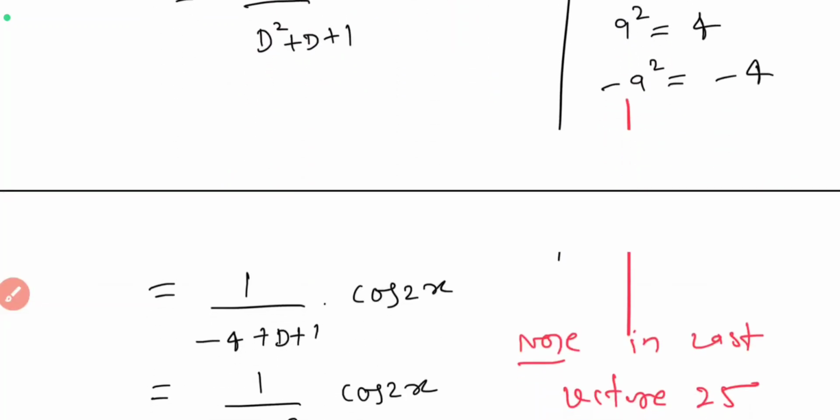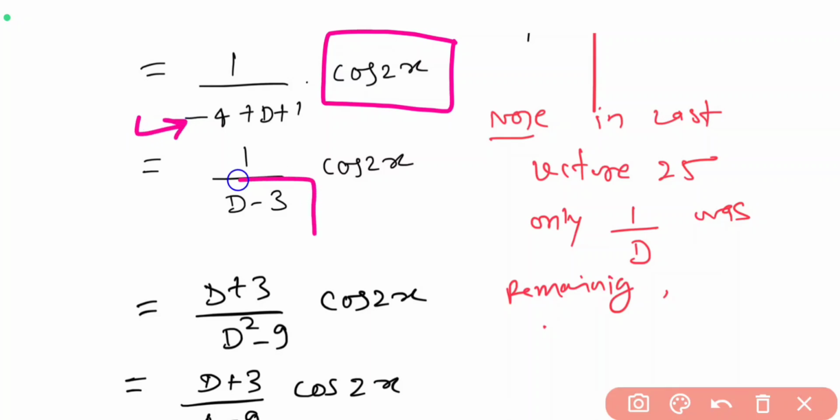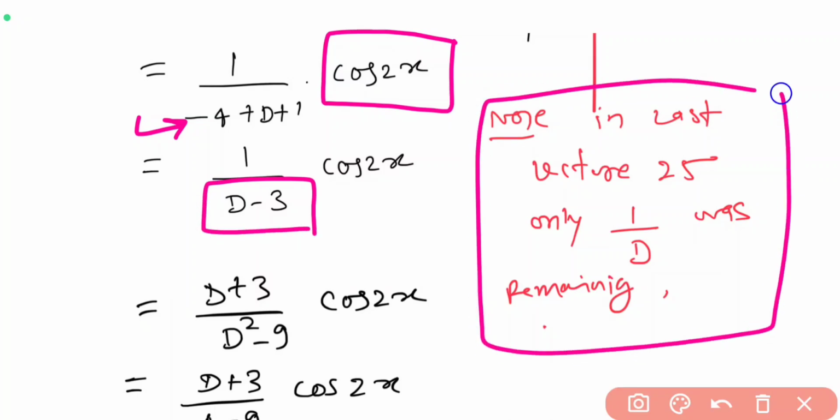After that, what will you do? You see here cos 2x is here as it is. Here I replaced minus 4, done. This minus 4 and this 1 became minus 3, so this became D minus 3. You should note this. In the last lecture 25 we were remaining with only 1 by D, but this time we are remaining with D minus 3.